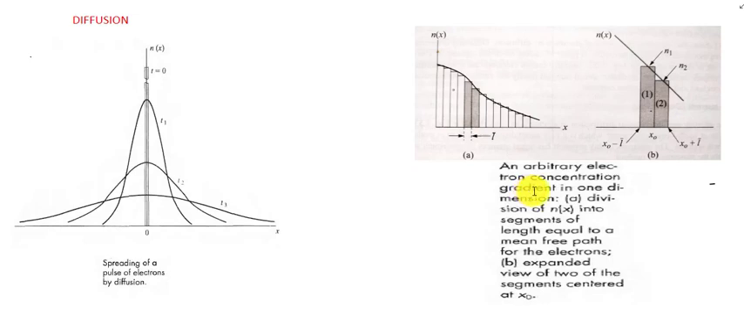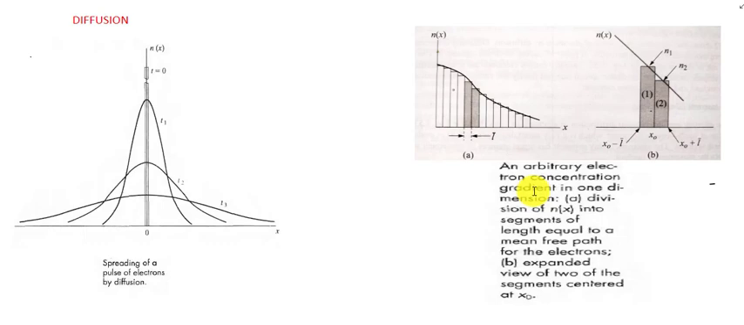In this lecture of solid state devices, we will discuss the second carrier transportation mechanism in semiconductors, that is the diffusion process, and we will derive the diffusion current equation. In the previous lecture, we studied the drift mechanism occurring in semiconductors and also derived the drift current equation.